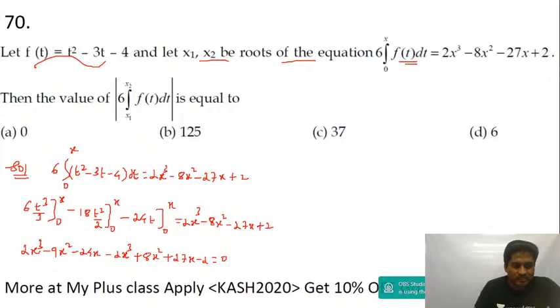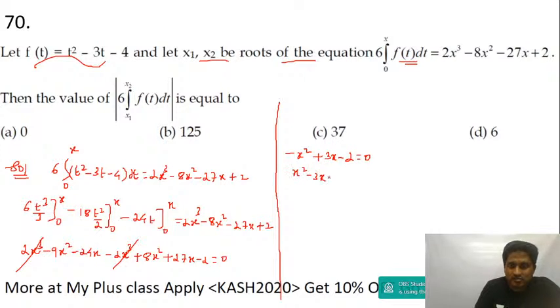Now anyways this will cancel. Now if I simplify, guys, let me simplify this. So this becomes 2x square minus x square, and then you get plus 3x minus 2 equal to 0. Change the sign, you get this as x square minus 3x plus 2 is equal to 0.